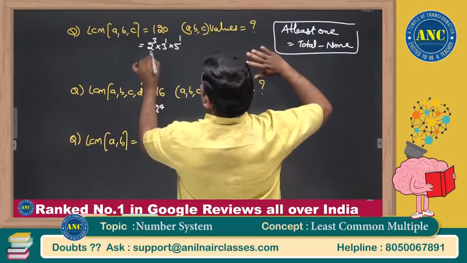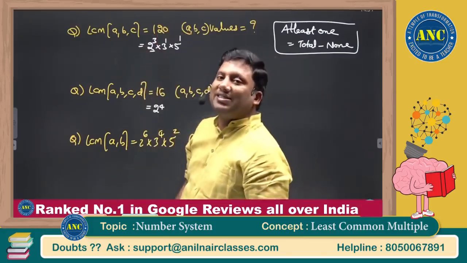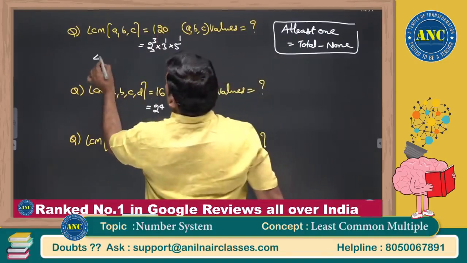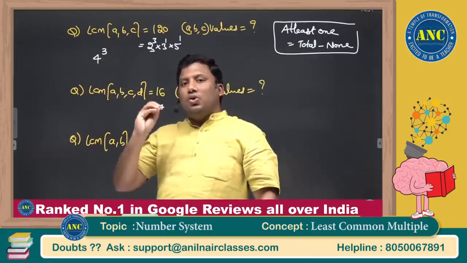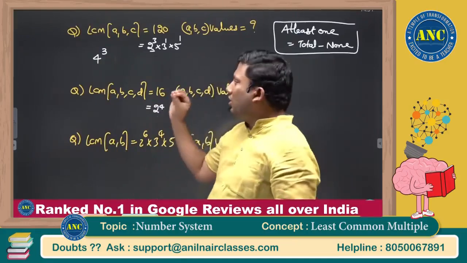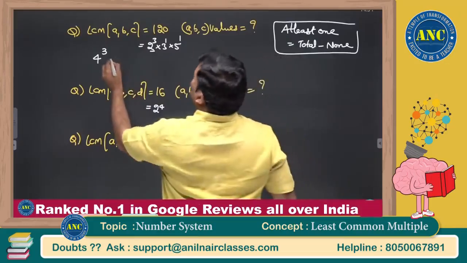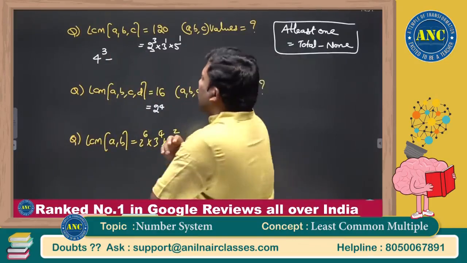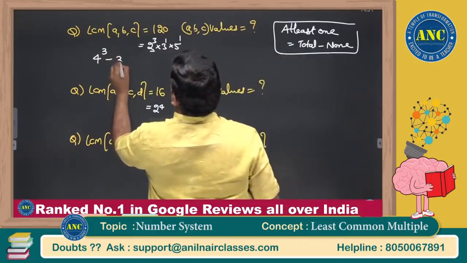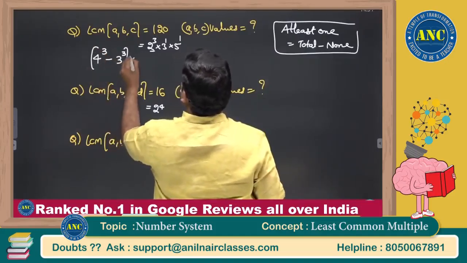At least one is total minus none. Total means 2 power 3, from 0 to 3. How many cases are there? 4 cases. A can take 4 cases, B can take 4 cases, C can take 4 cases. In 64 ways you can give the powers of 2 onto A, B and C. Minus none: don't give 2 power 3, remaining give all the cases, 0 to 2. How many cases? 3 cases each for A, B, C. So 4 cube minus 3 cube.